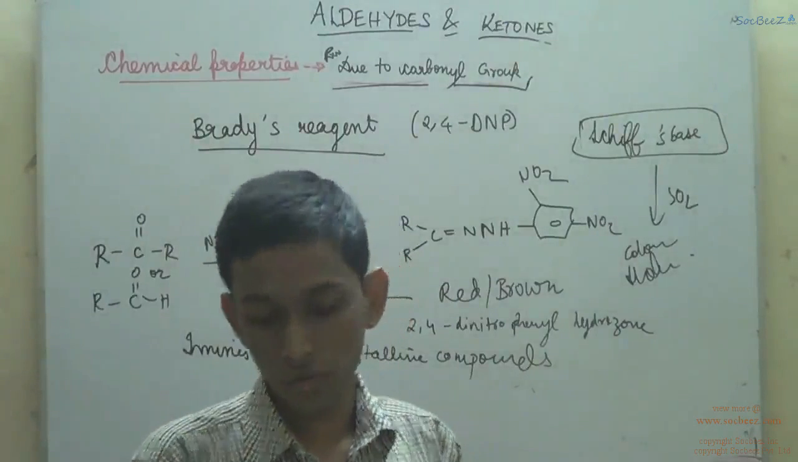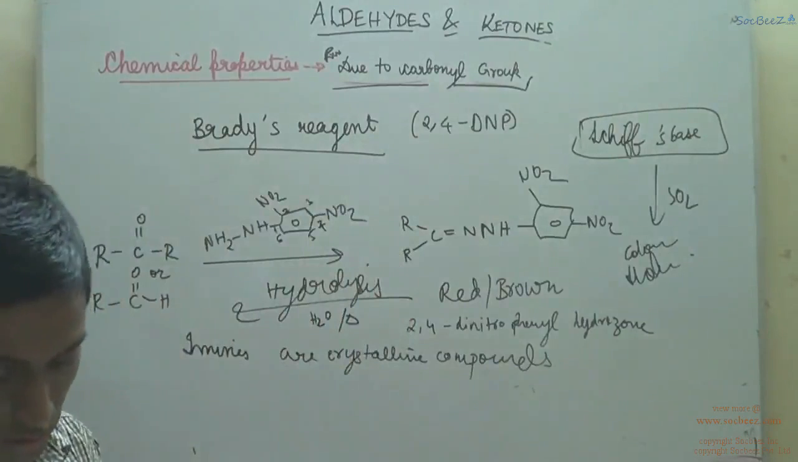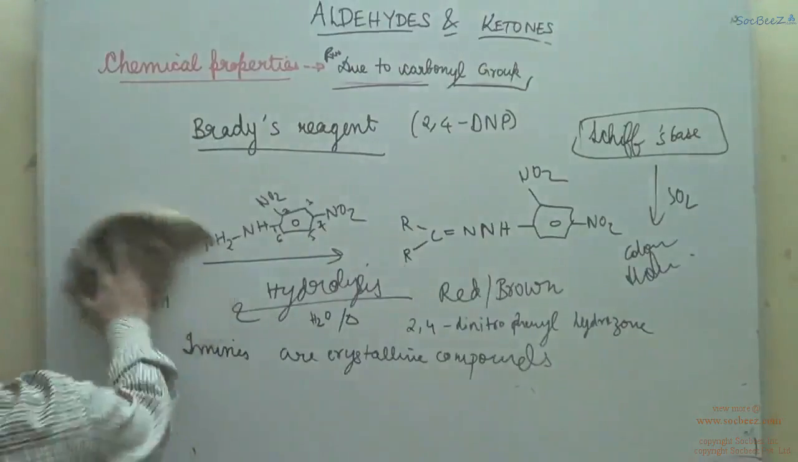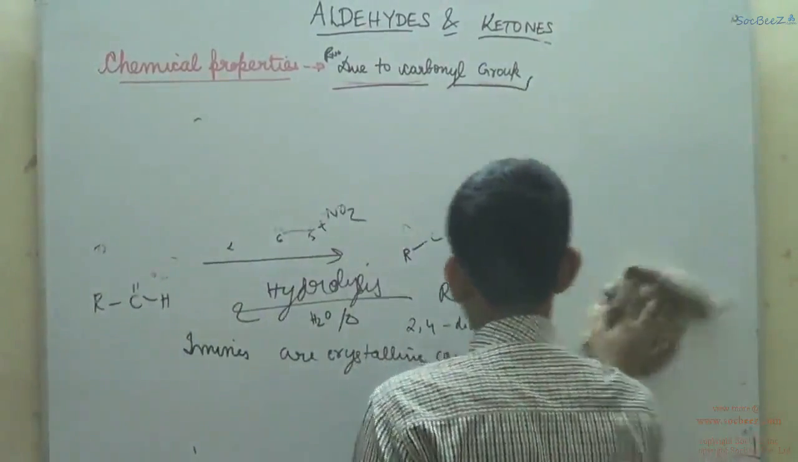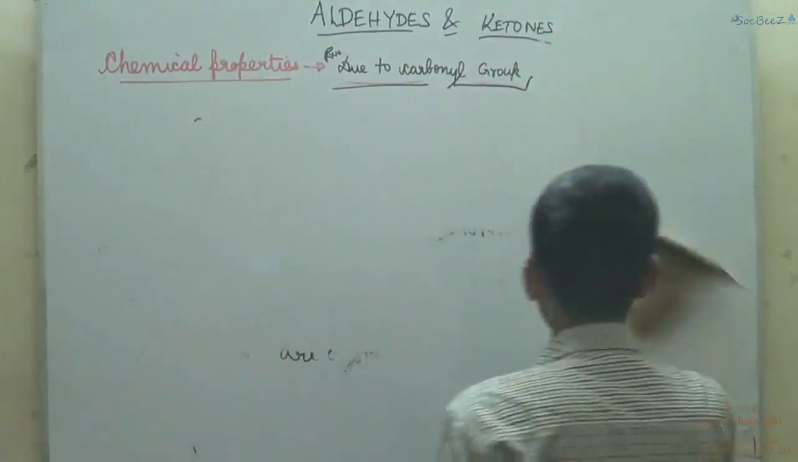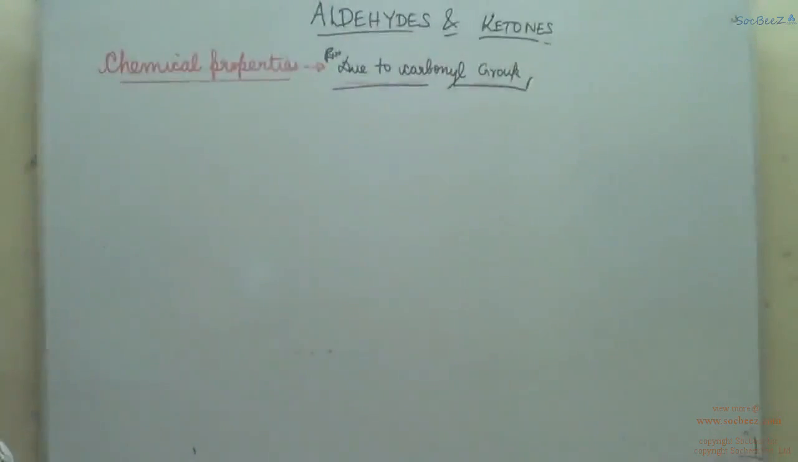Imine can tautomerize to form enamine. The next important set of reactions is addition of water and addition of alcohols to form hemiacetals, hemiketals, acetals and ketals. So that's more important. So let's look into that.